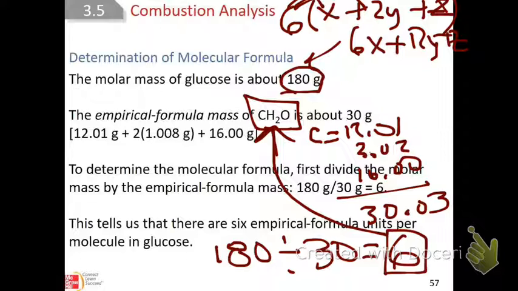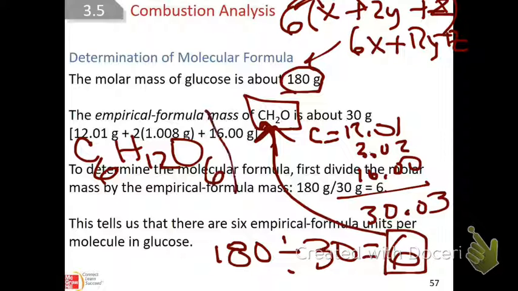We're going to take this 6 and we're going to multiply it times this C. It has a little subscript of 1, so it's going to be C6. That H has a subscript of 2. 2 times 6 is 12. H12. And then this O has a subscript of 1, so we're going to multiply it. So this is our actual formula.